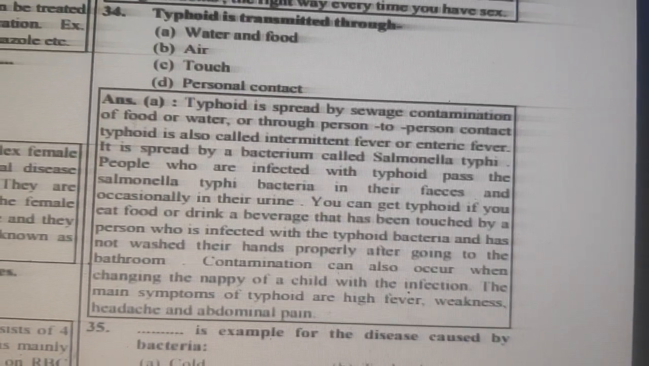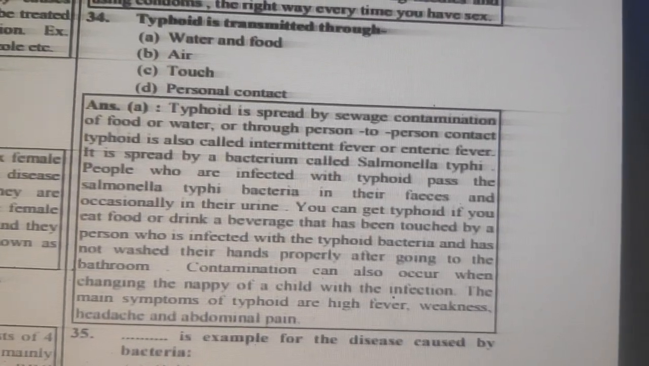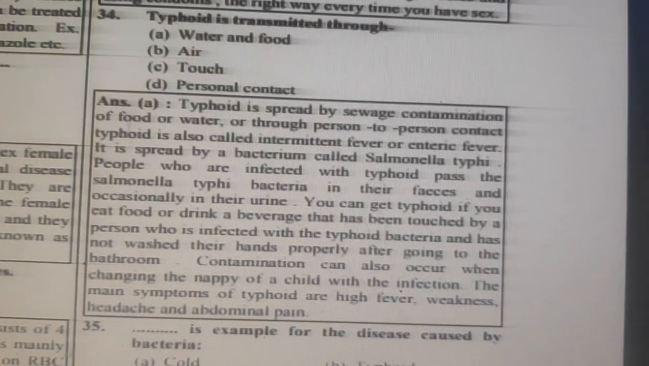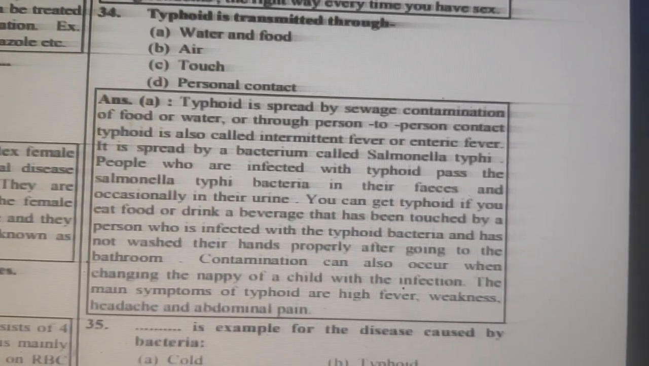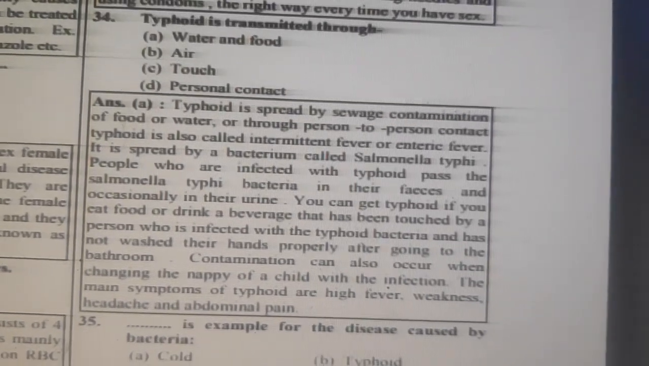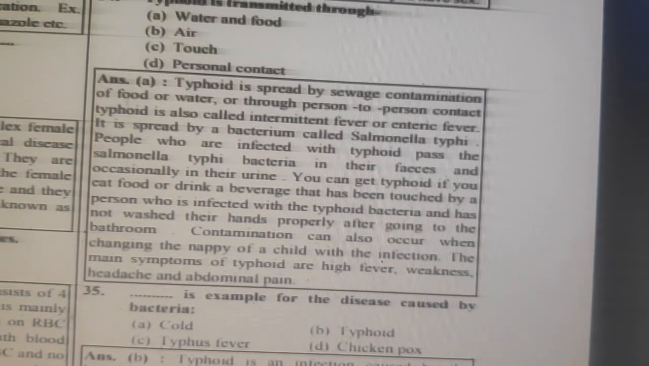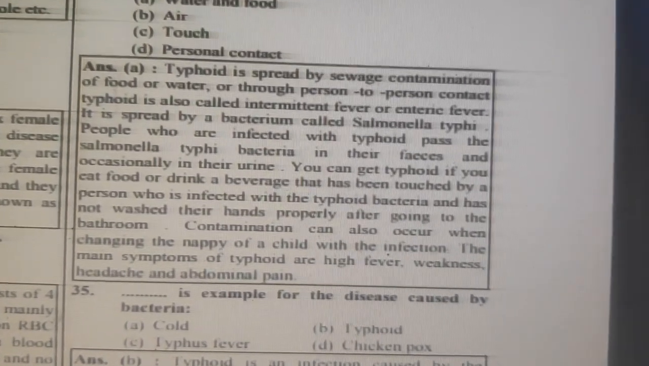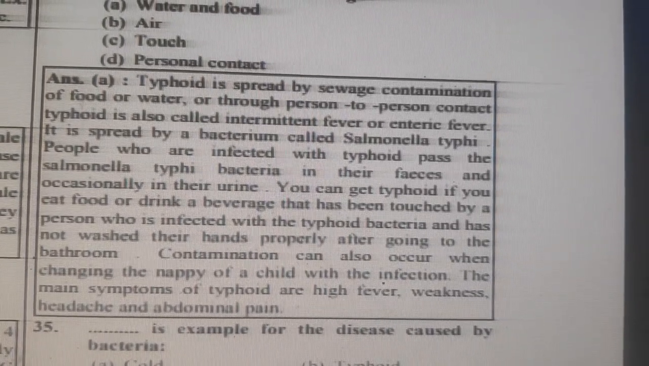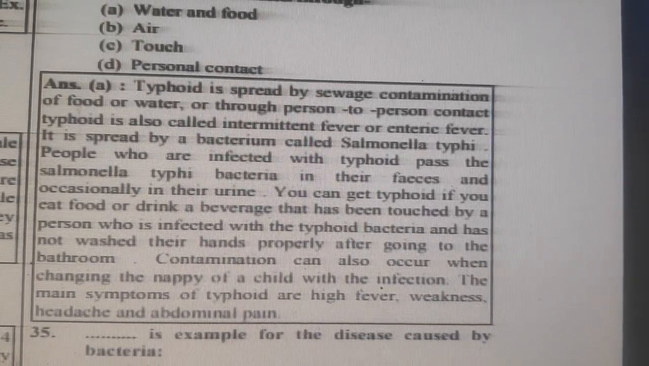occasionally in their urine. You can get typhoid if you eat food or drink a beverage that has been touched by a person who is infected with the typhoid bacteria and has not washed their hands properly after going to the bathroom. Contamination can also occur when changing the nappy of a child. When infected, the main symptoms of typhoid are high fever, weakness, headache and abdominal pain.